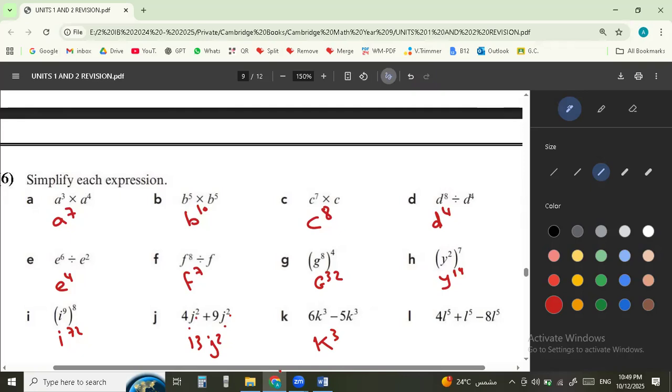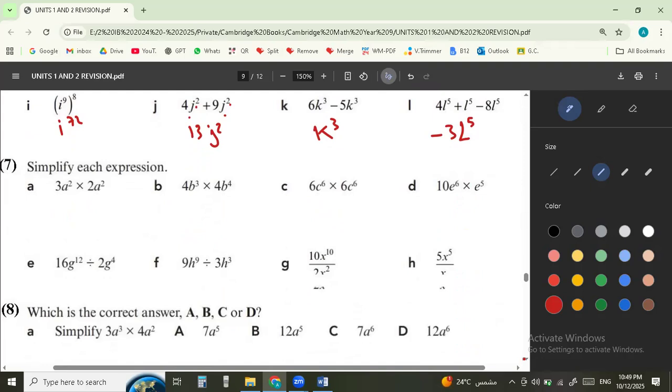Because here they are like terms. It is the same variable, the same power. The three of them are actually like terms. So L stays the same, to the power of 5. But 4 plus 1 is 5, 5 minus 8 is negative 3. L to the power of 5.